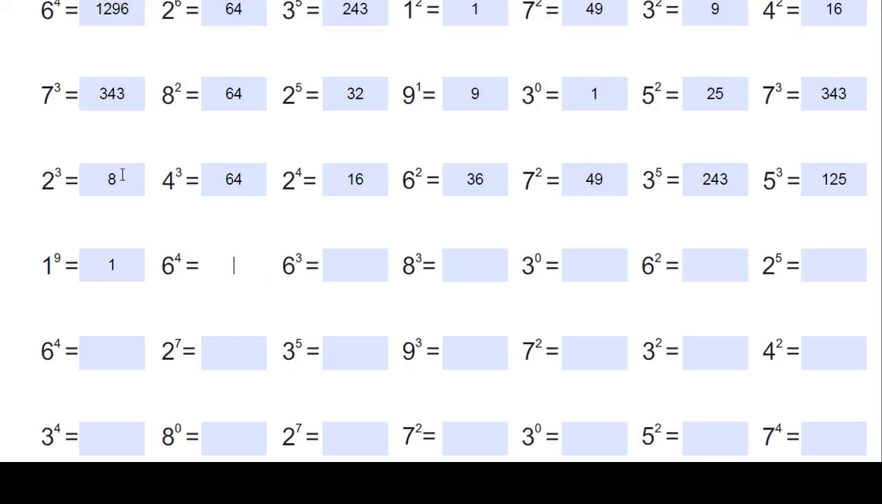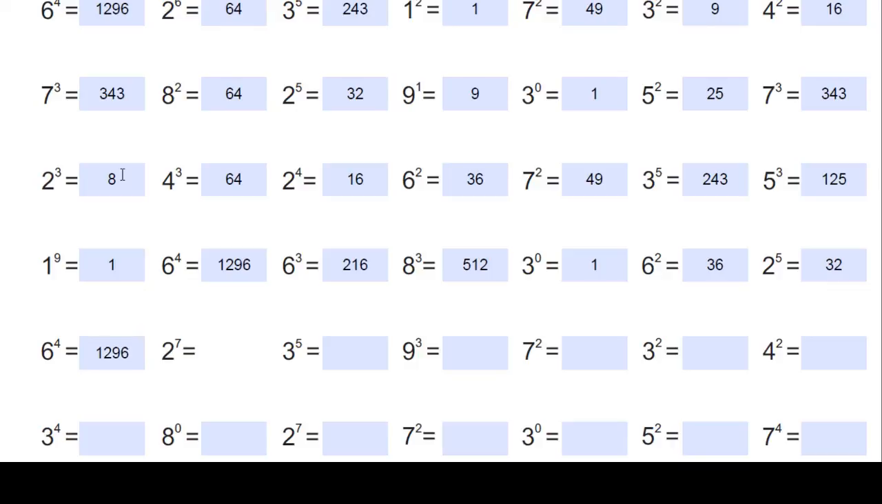6 to the power of 4 is 1296. 6 to the power of 3 is 216. 8 to the power of 3 is 512. 3 to the power of 0 is 1. 6 to the power of 2 is 36. 2 to the power of 5 is 32. 6 to the power of 4 is 1296.